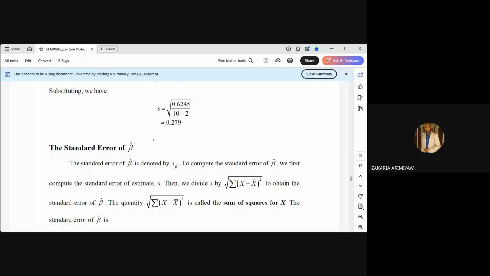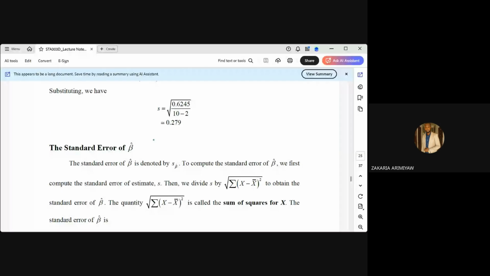Another way you can do it is n minus the number of predictor variables minus 1. The number of predictor variables is 1, and you subtract another 1. So that gives you n minus 2. That's the reason why we are subtracting 2 in this particular instance. Thank you, Madam. So we have finished the discussion on the standard error of estimate.